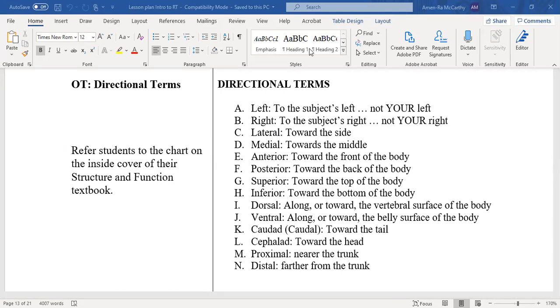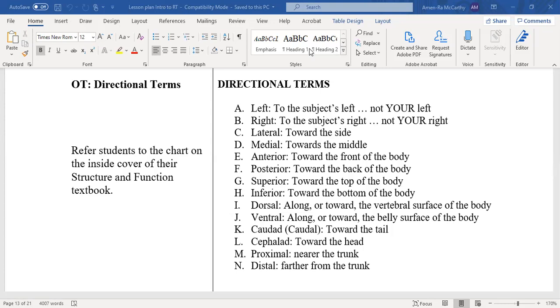Then opposite of dorsal is ventral. Ventral is around the front. The fin that is on a fish's stomach is his ventral fin. Ventral is toward the belly surface of the body. If you want to talk about the belly, you will be talking about ventral.